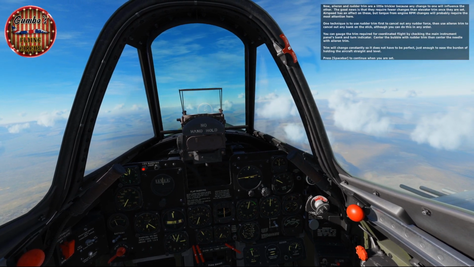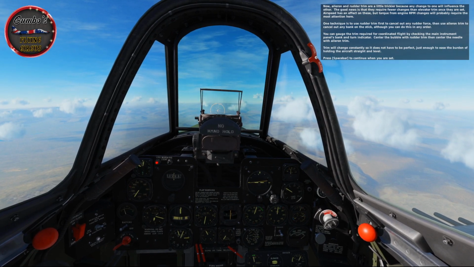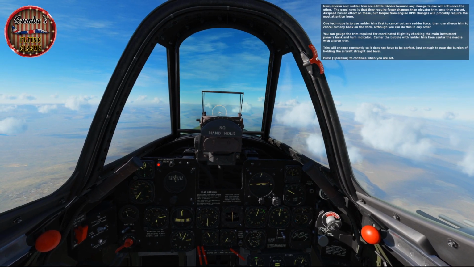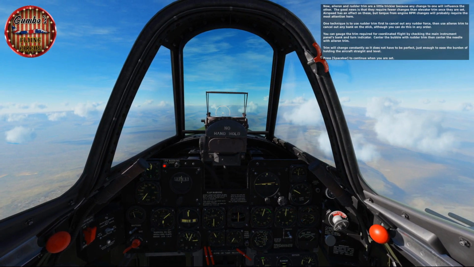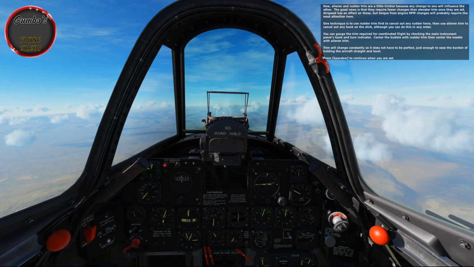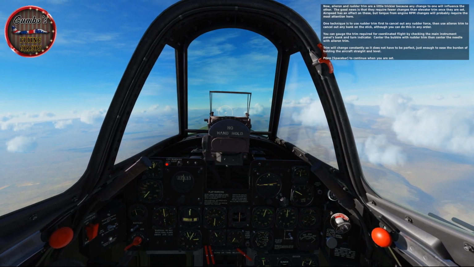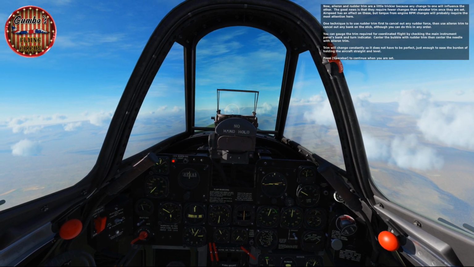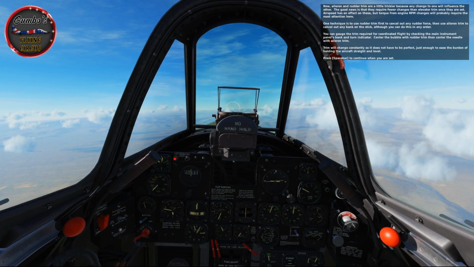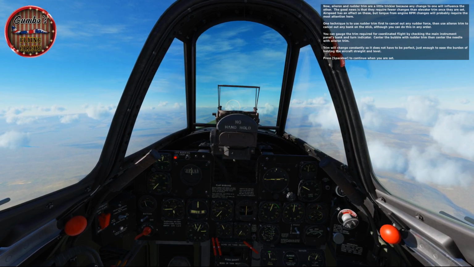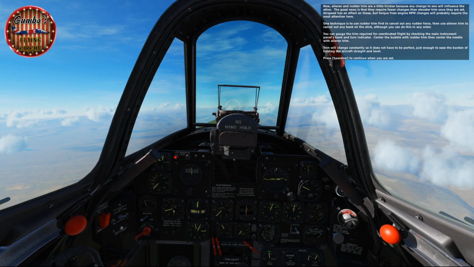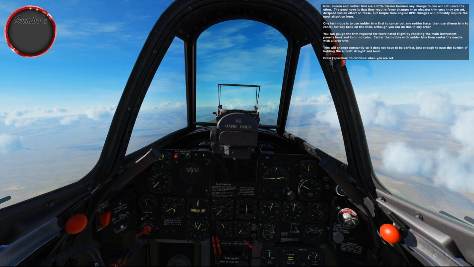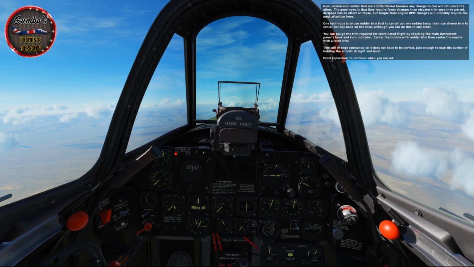Now, aileron and rudder trim are a little trickier because any change to one will influence the other. The good news is that they require fewer changes than elevator trim once they're set. Airspeed has an effect on these, but torque from engine RPM changes will probably require the most attention here. One technique is to use rudder trim first to cancel out any rudder force, then use aileron trim to cancel out any bank on the stick, although you can do this in any order.